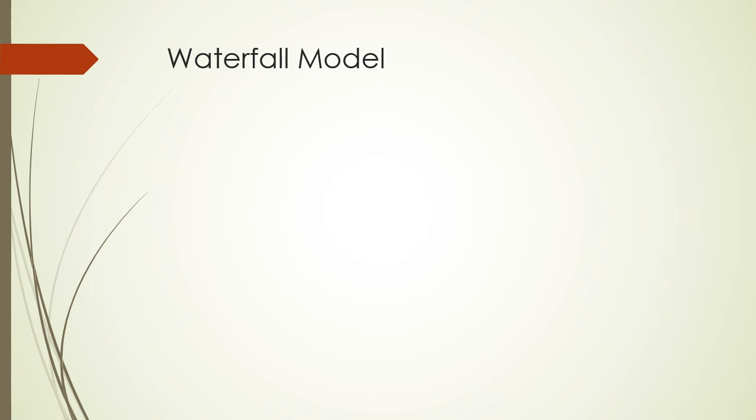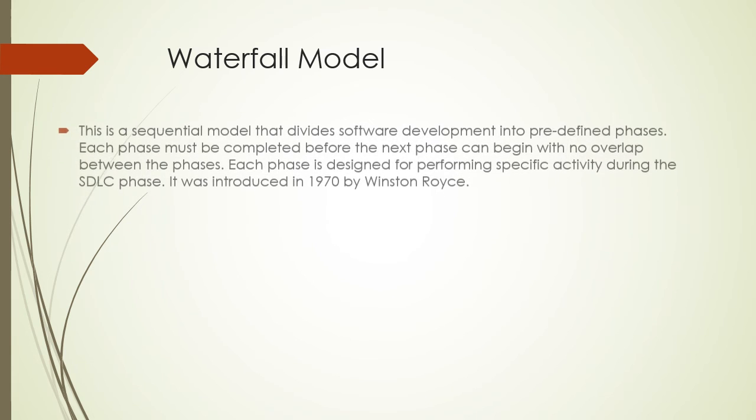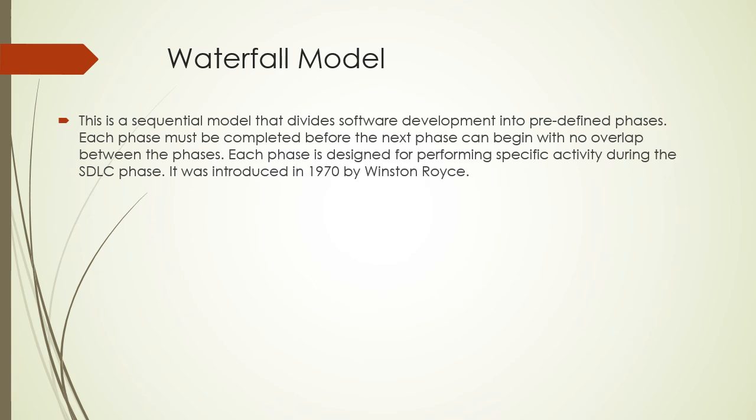The next topic is the waterfall model. This is a sequential model that divides software development into predefined phases. Each phase must be completed before the next phase can begin, with no overlap between phases. That means if you are in the design phase, right, you should complete the design phase 100% before you can even move on to the coding. And by doing this, there is no overlap into the coding phase. Right? This model was introduced in 1970 by Winston Royce.